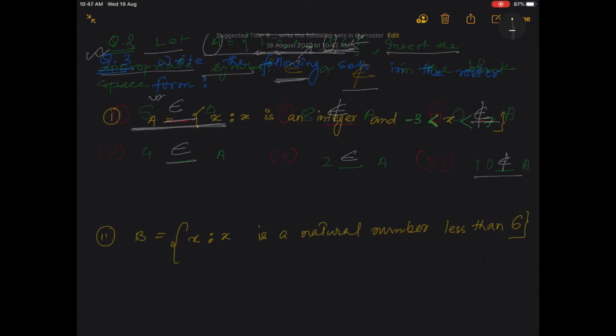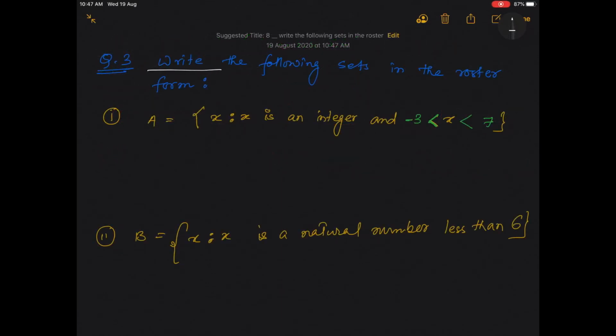So now let's move on to the next. This is question number 3. Write the following sets in roster form. There are some sets given here, and we need to write those sets in roster form, that means in tabular form.